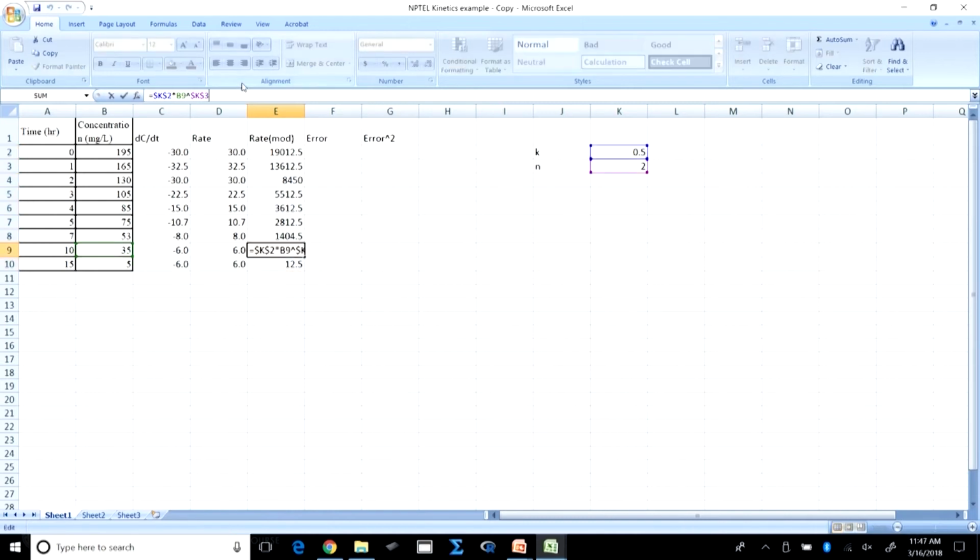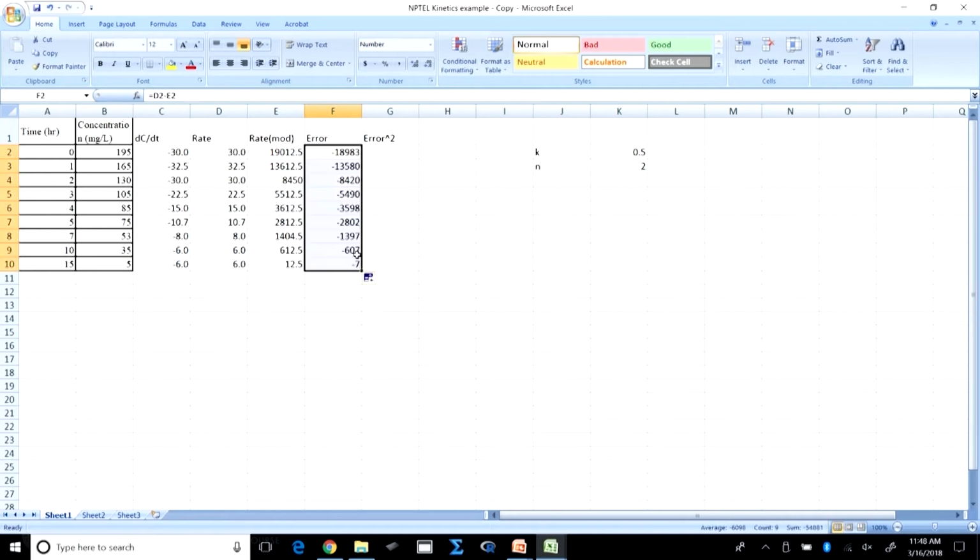Now you see that this cell does not change, but the one corresponding to C changes. I am just keeping the cells relevant to the rate constant and order the same, so enter. Now I calculate the error, that is equal to the actual rate minus the model rate, and enter. Now I just drag and drop this, and the square of the error is equal to bracket, bracket close, to the power of 2, and enter.